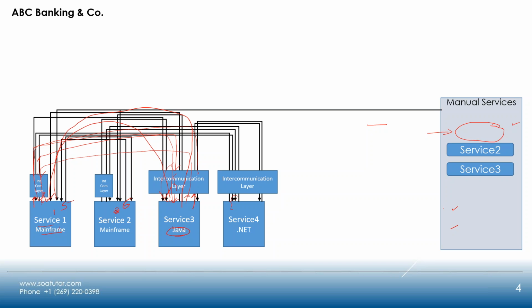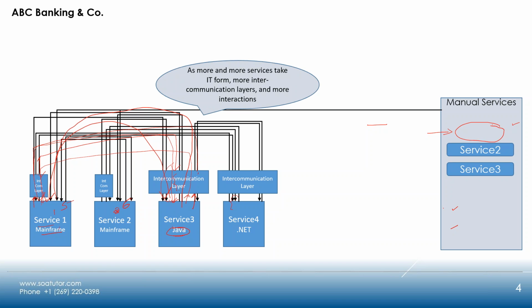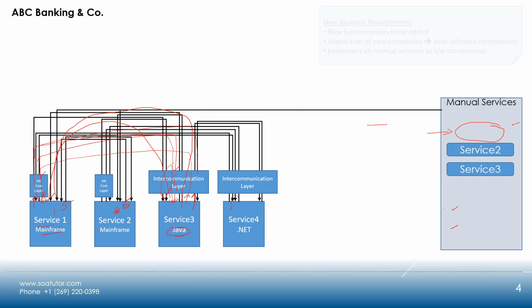Now this is happening and we have a few services, and suddenly there were new requirements, like the business has grown very drastically and they have come up with new acquisitions. As the number of services increases, more and more services take IT form, so there are more intercommunication layers and more interactions. That is obvious, right? You have more intercommunication points. If there are 4 services, it would be 4P2. If you know permutations, it would be 4P2. So totally it would be 6 different intercommunication points. So you need 6 different intercommunication layers for each component.